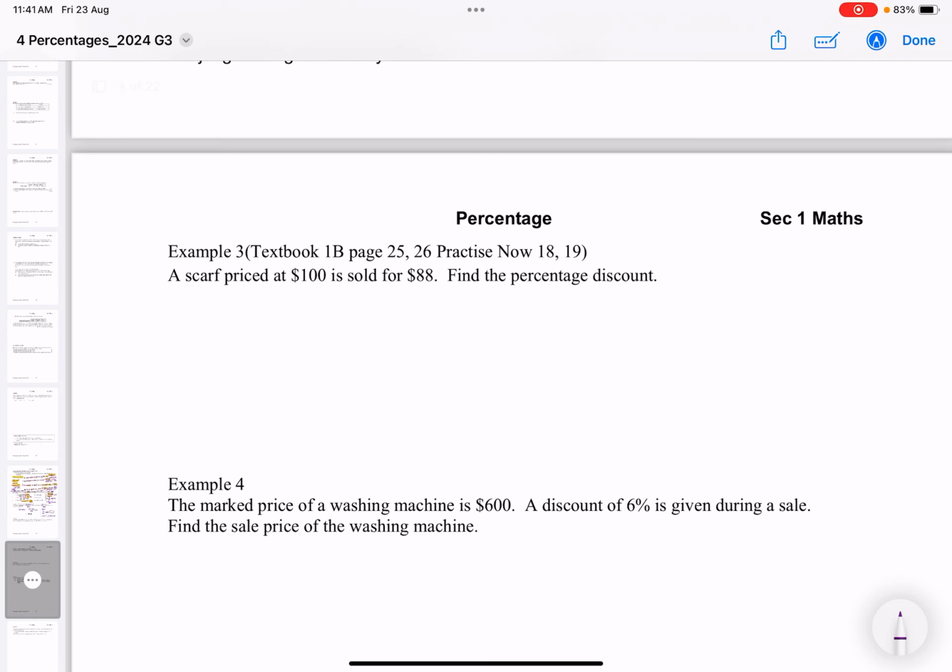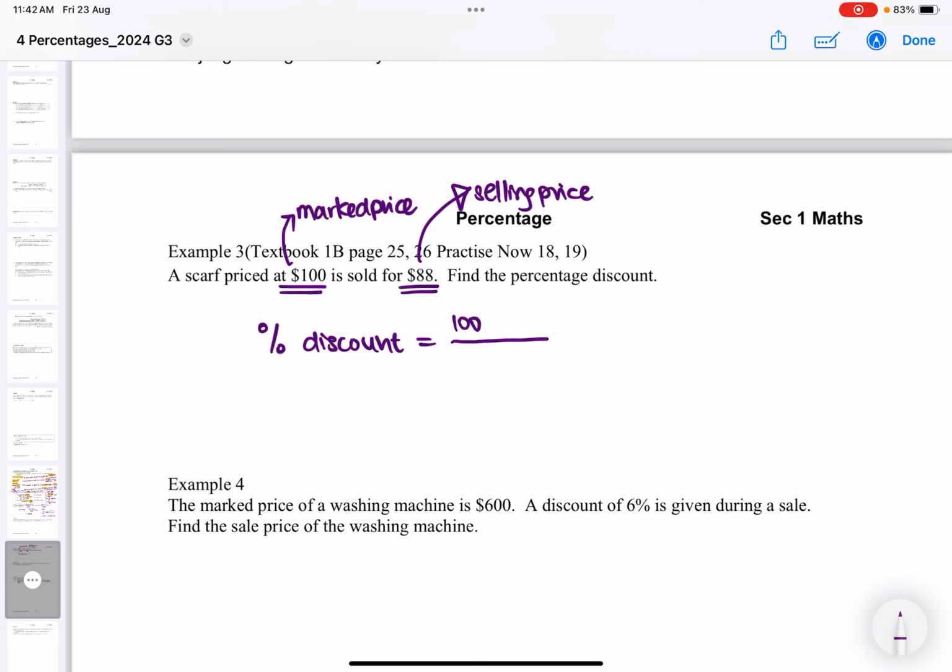So for this question, a scarf was priced at $100, but it was eventually sold at $88. Can you see that this is actually the marked price? It was originally intended to be sold at $100, but eventually sold at $88. So this is the selling price. So if I want to calculate percentage discount, my general formula is I find the difference between these two prices. So 100 minus 88 divided by the original intended selling price, which is 100. Then I multiply by 100 to convert it to a percentage. So this is 12%.